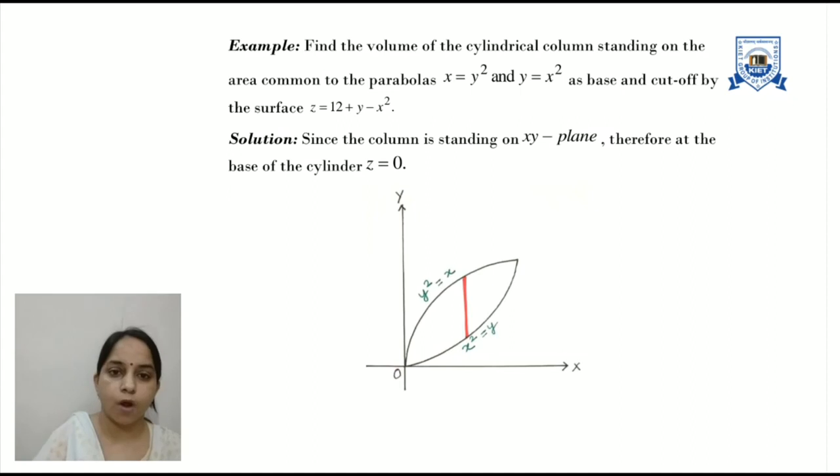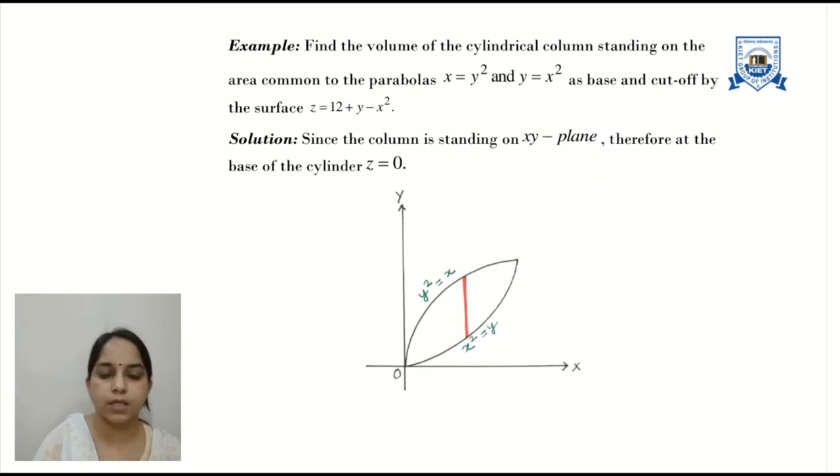It is clear from the question that the column is standing upon the xy plane as base. So the lower limit for z is z equals 0, and it is cut off by the surface z equals 12 plus y minus x square. So the upper limit of z is 12 plus y minus x square.